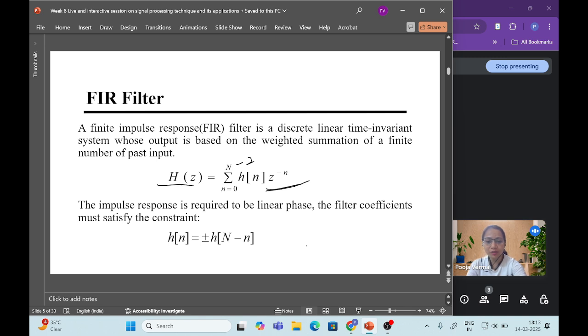The filter coefficients must satisfy this constraint: h of n is equal to plus or minus h of N minus 1 minus n. This is also called the symmetry and anti-symmetry property.